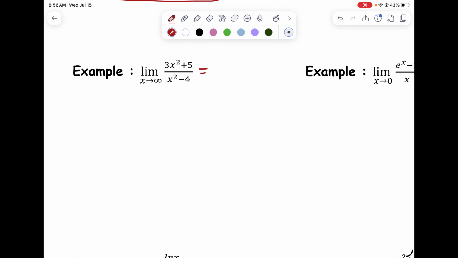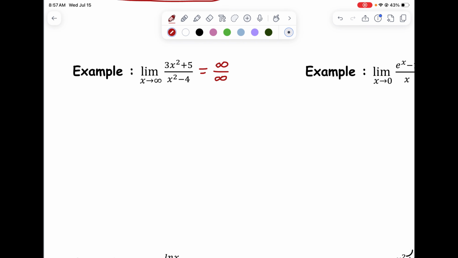is going to keep getting larger. So it's going to be infinity. It's approaching infinity, I should say. And then we're going to do the same thing with the denominator. As x approaches infinity, x squared minus 4 also approaches infinity. Those numbers are going to keep getting larger. So again, we notice that we have an indeterminate form, so we're going to use L'Hopital's rule.